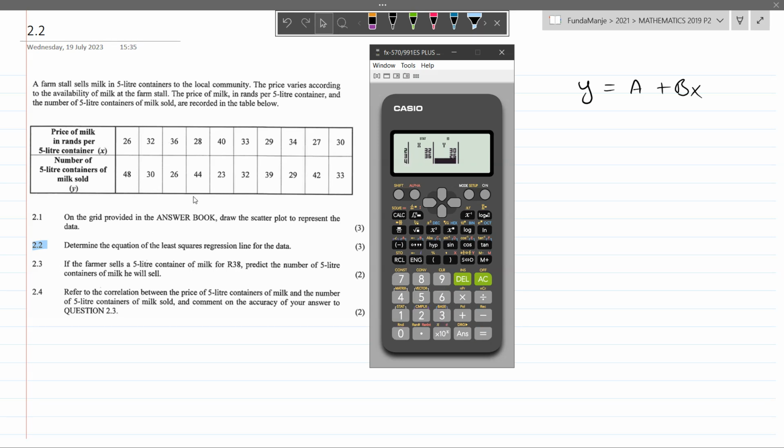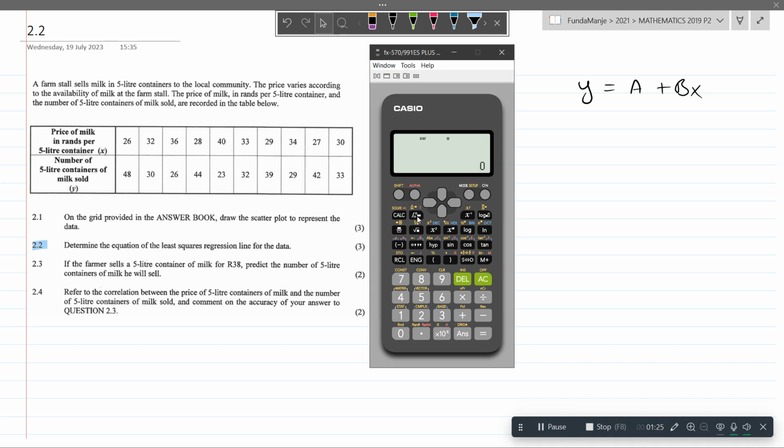You need to make sure that the x and y values coordinate, so they should be the same as they are shown on the graph. Then once you are done inputting all your values, you then press AC and press shift and stat. Then here we will be able to find the information of all our inputs.